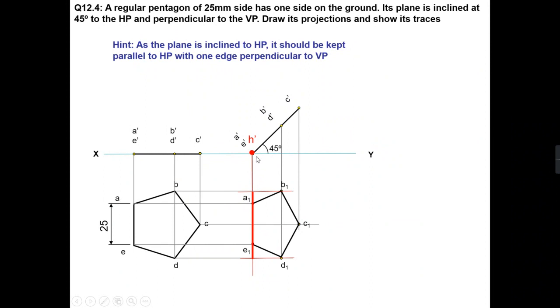Drawing the vertical projectors, I should extend the front view up to the vertical projectors. Automatically you will get this line only. So this line is nothing but the vertical trace of the plane, right?